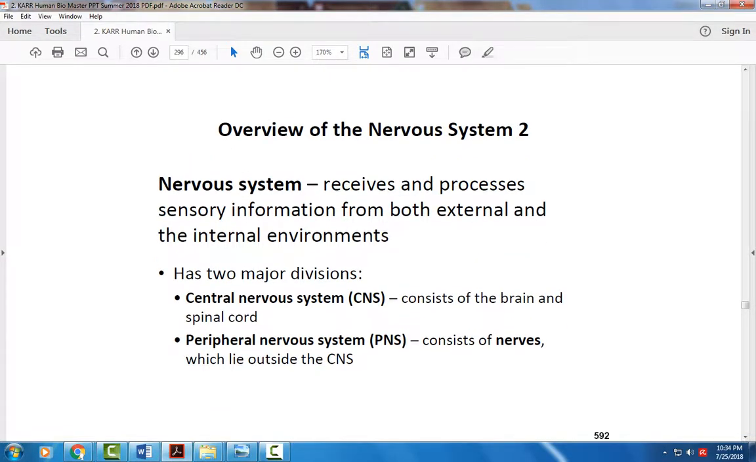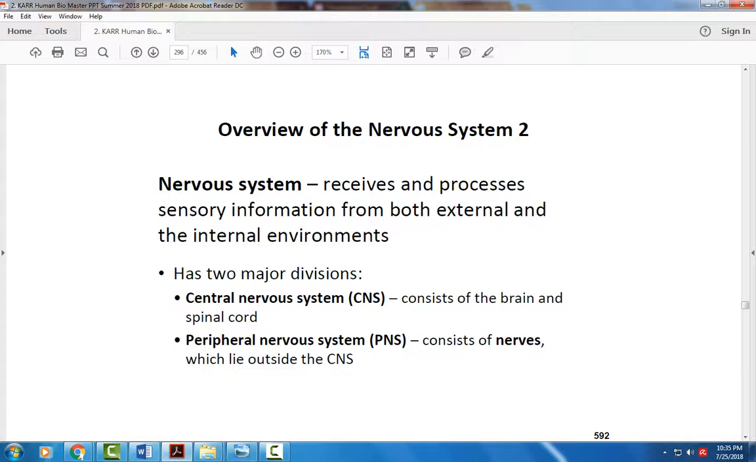So in looking at the nervous system, its primary function is to receive information from the outside world. We call that sensory information, and then to respond to that information, which we call the motor response. So we'll talk about a little bit of each of those pathways, the incoming information, which is sensory, and the outgoing information, which we call motor.